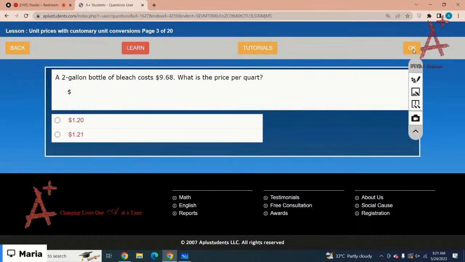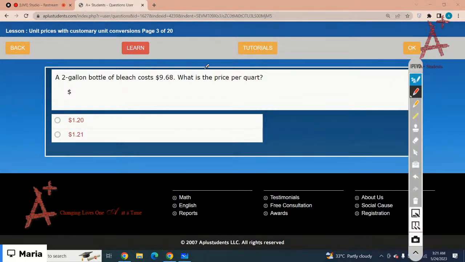Like you can see here, a 2-gallon bottle of bleach costs 9.68. What is the price per quart? Per quart means you have to calculate the price of 1 quart. Got it? First, you are going to convert from gallons to quarts. One gallon equals 4 quarts. Basically, 1 gallon equals 4 quarts. Here you have 2 gallons.